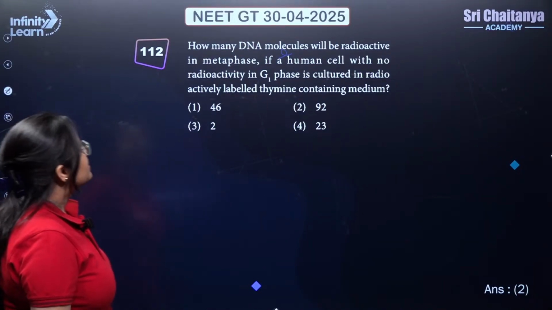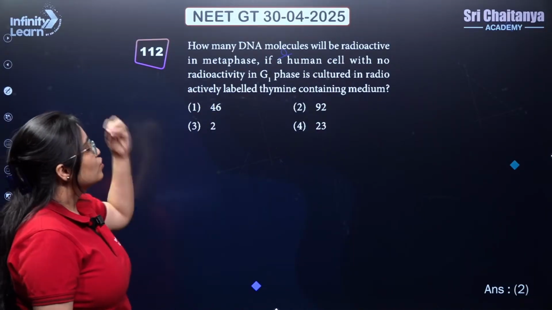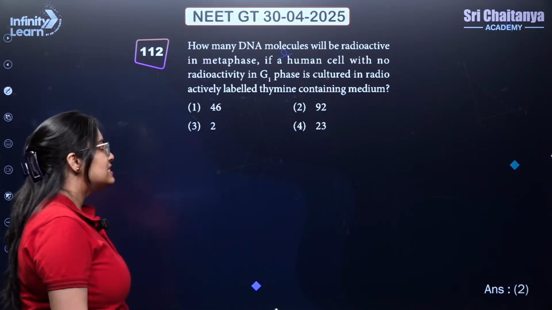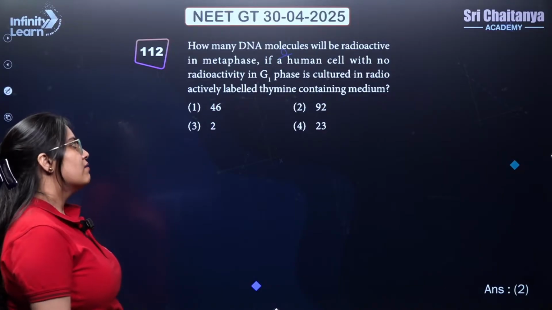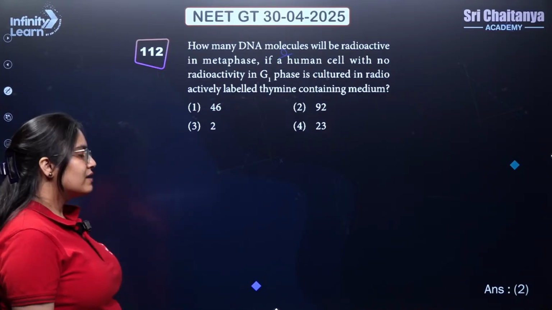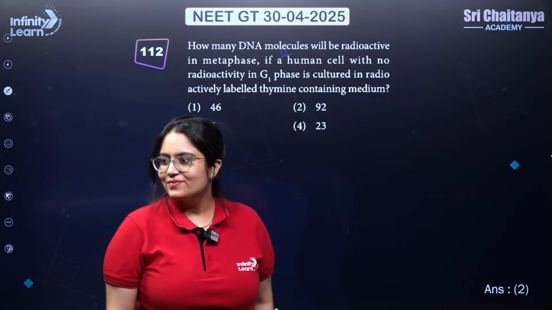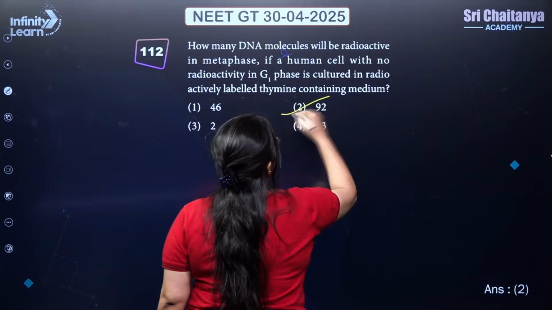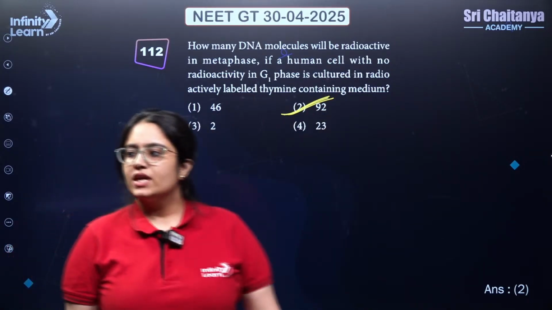Since they are asking about metaphase, which is after S phase, those 46 will be replicated. Now you have 92. From 46 doubled, 92 DNA molecules will be radioactive. The reason is DNA replicates semi-conservatively. Clear, guys? Next. The correct answer is 2. 92. Answer is 2. Next, everyone.